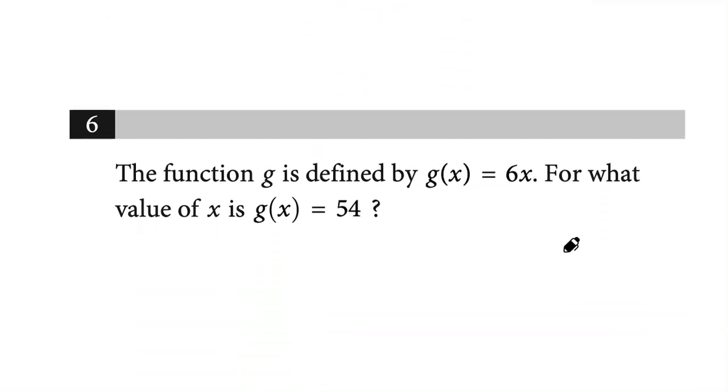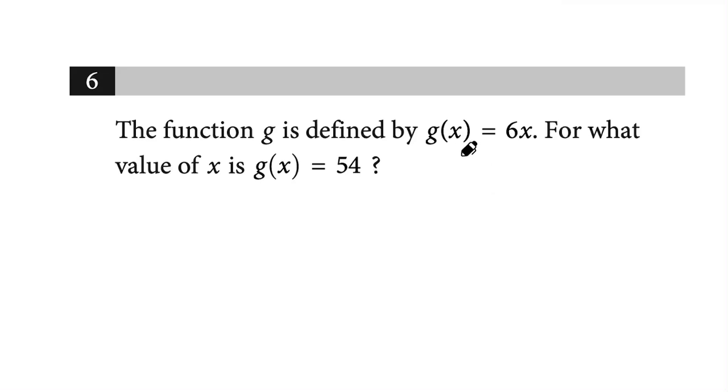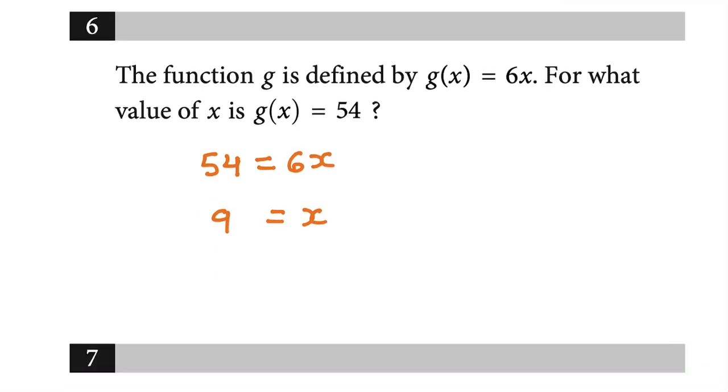Okay. The function g is defined by g(x) is equal to 6x. For what value of x is g(x) equal to 54? g(x) is 54. For what value of x? So it's a game of words, right? You have to understand the right words and plug the values at the proper places. Now dividing by 6 on both sides, x is equal to 9. Trap of words. But I hope this is clear now.